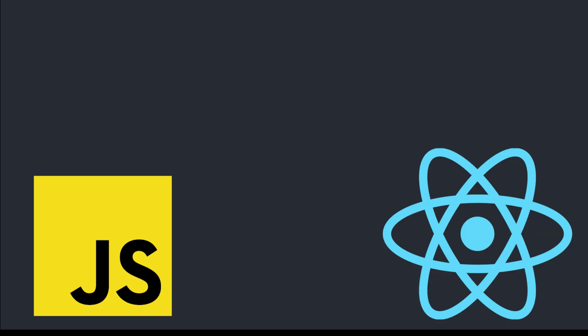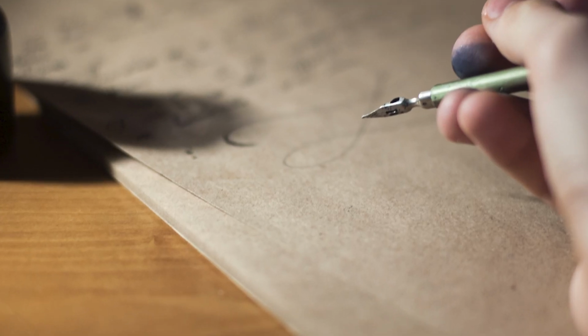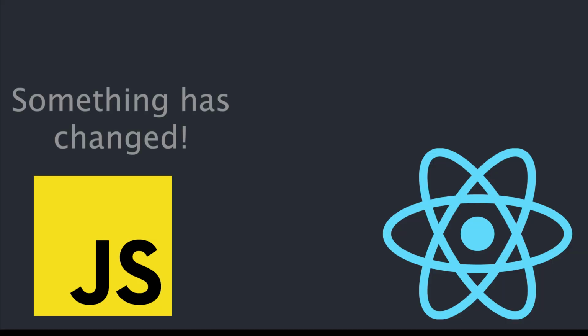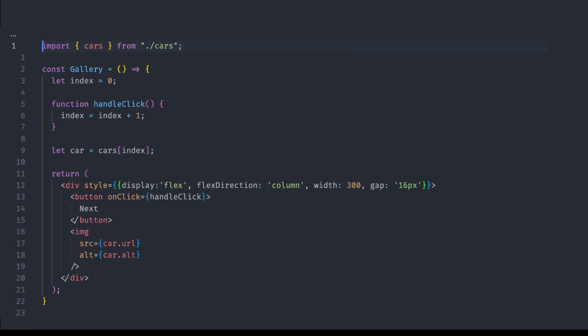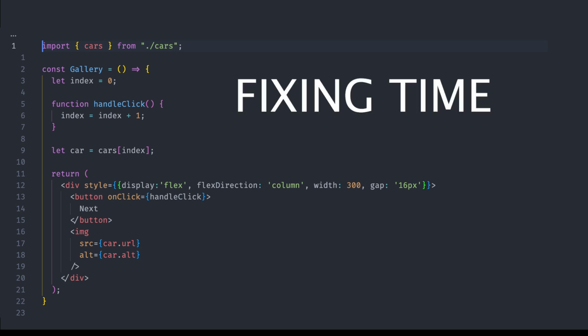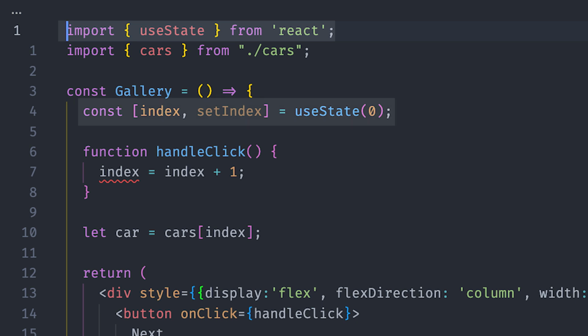Nothing happens. This is because React doesn't know it should re-render the component. We should inform React and say, hey, I want you to re-render this component. Something has changed. This is why we should use the useState hook. But how? Our component is not working properly. Let's fix it. First, we need to import the useState and replace our index variable.